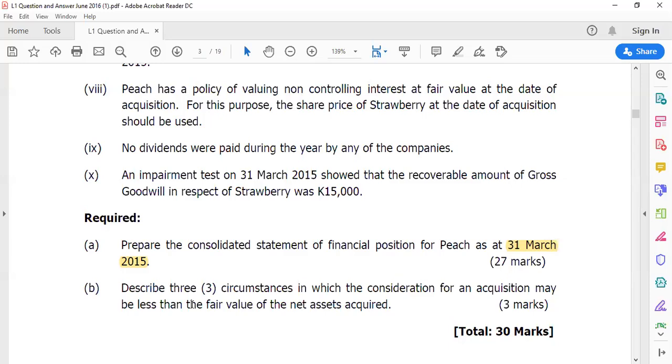So remember what we explained in that video. We said if it happens that you sell at a price lower than the fair value, how do you record?